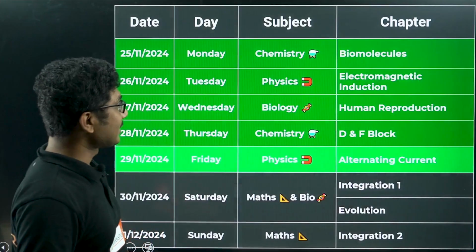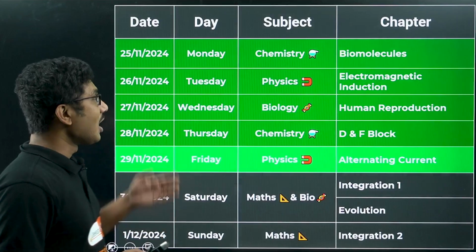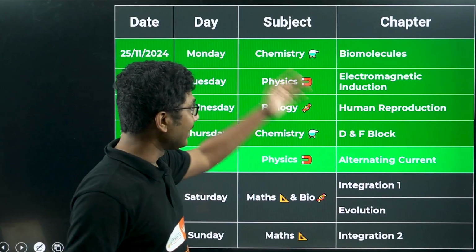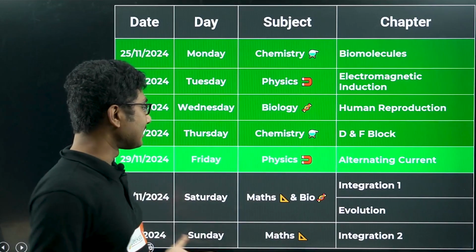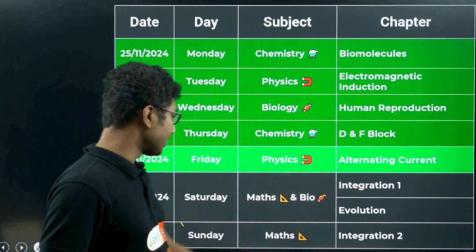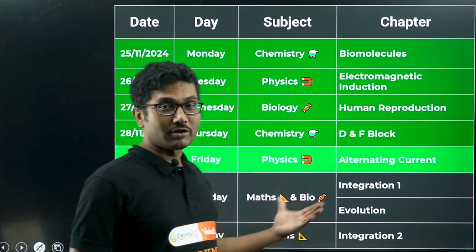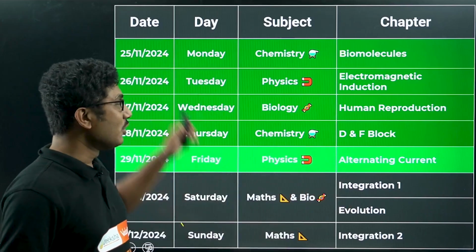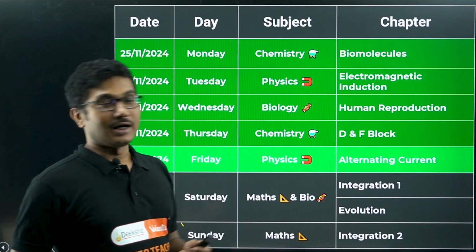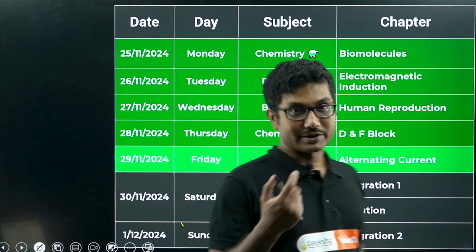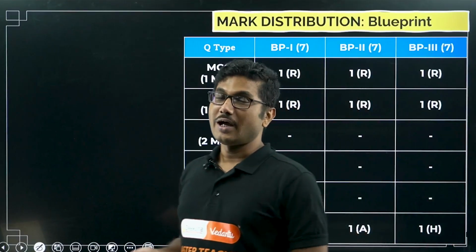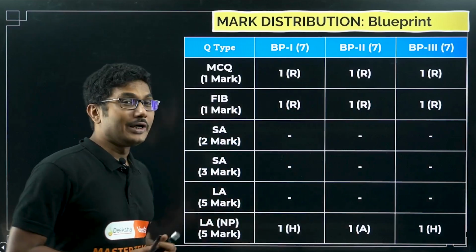First of all, obviously, according to our schedule we have already completed all the green portions. Today I am going to discuss alternating current, and tomorrow maths and bio integration 1 evaluation, and Sunday will be maths only, integration part 2. So everything will be covered throughout this week. Next week's schedule we will give you next week. So without any delay, let's see the blueprint of the chapter.